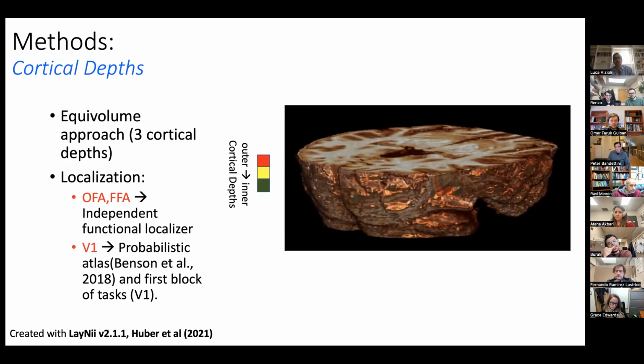And then we used a probabilistic map, specifically the Benson Atlas, as well as the first block of each run to identify the retinotopic representation of the stimuli in V1. Obviously, having used the first block as localizer, these were excluded from further analysis.